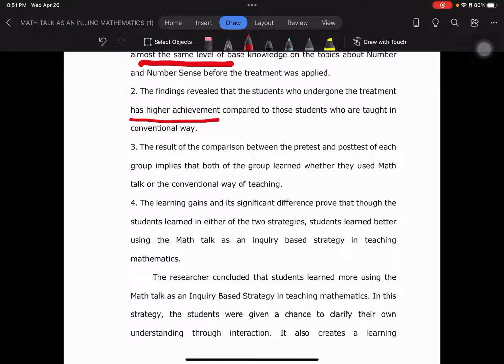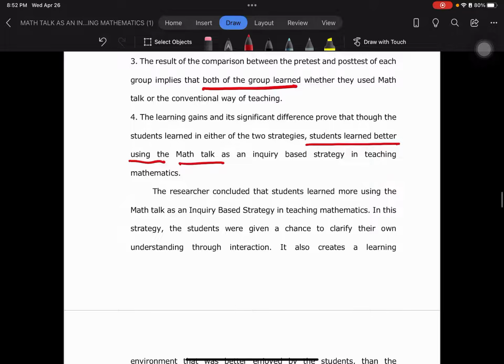The result implies that both groups learned is another claim. Okay, the learning gains is to prove that those students learned in either of the two styles. Students learn better using Math Talk. Another claim in conclusion number 4.